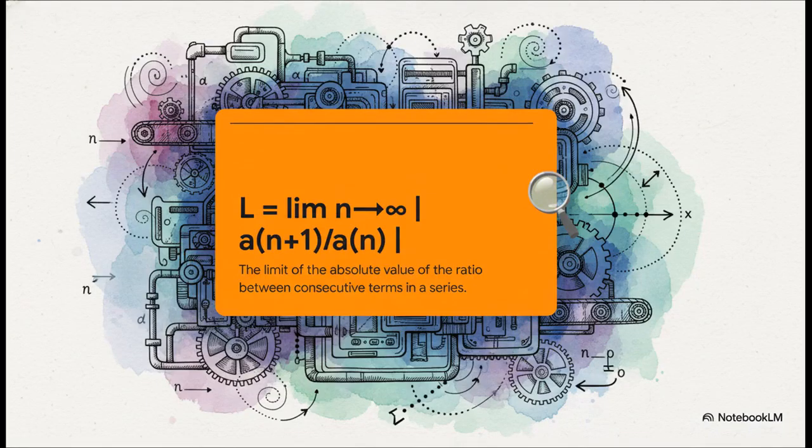And here's the machine itself. The formula looks pretty simple, and that's the beauty of it. All we're doing is creating this value, we'll call it L, by taking the limit of the absolute value of the next term divided by the current term. This one little number, L, is going to tell us everything we need to know.